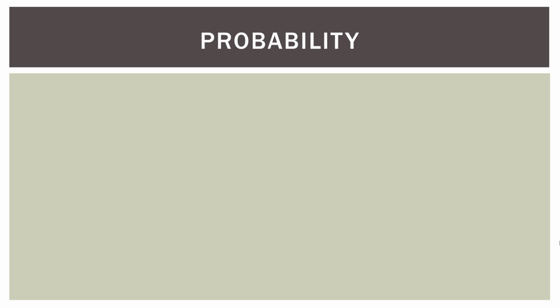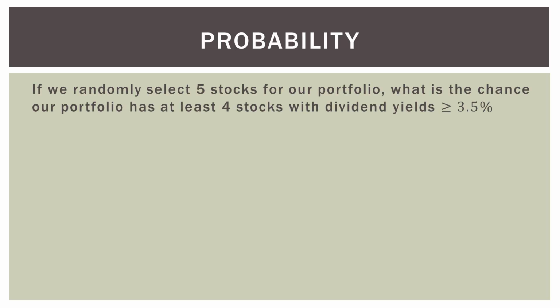Okay, so we're just about done. I just want to throw this little extension of the problem out there because later on I'll be talking more about probability specifically. Here's our question: if we randomly select 5 stocks for our portfolio, what is the chance our portfolio has at least 4 stocks with a dividend yield of at least 3.5%? This is actually the last problem in our series of 3.